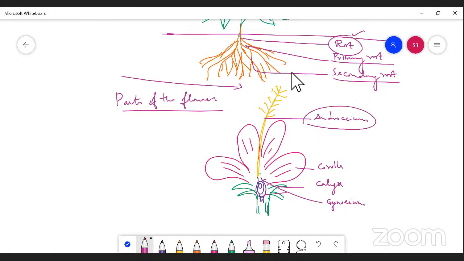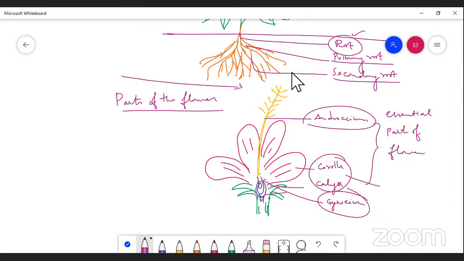The androecium and the gynoecium are the essential parts of the flower. The corolla and the calyx are non-essential parts of the flower. In angiosperm plants, the parts of the flower are androecium, gynoecium, calyx, and corolla.